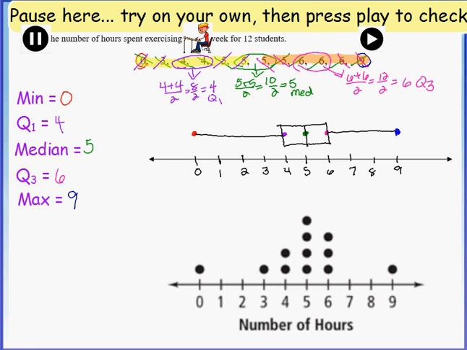Please check your answer and come to class prepared with any questions you may have. Tomorrow we will practice creating some more and focus more on interpreting the details that we can read from each graph. Thank you for watching.